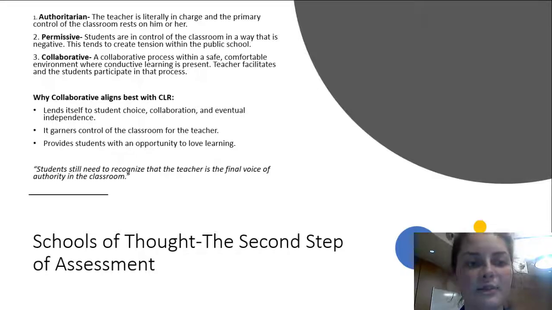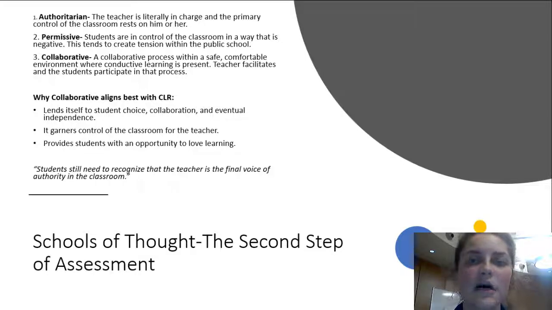The second school of thought is permissive. This is where the students are in control of the classroom in a way that is typically negative, and this tends to create tension within the public school because when the students are in control, we all know that the students wouldn't have proper ways of organizing, of managing the classroom. They need some kind of structure and control in their life. And that's why the book describes this permissive classroom as a lose-lose scenario, because neither students or administrators or teachers benefit from this style of school of thought.